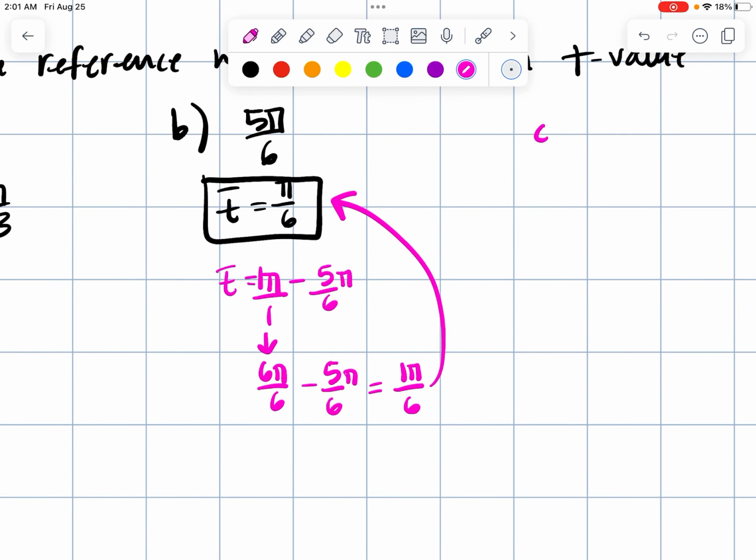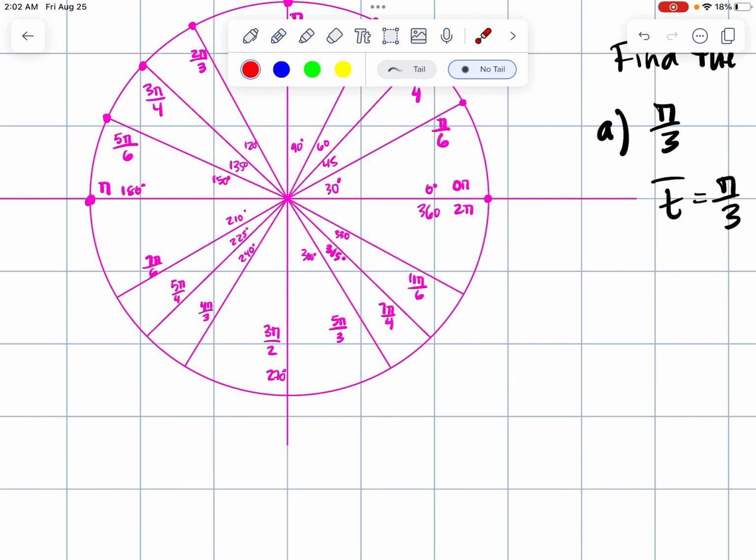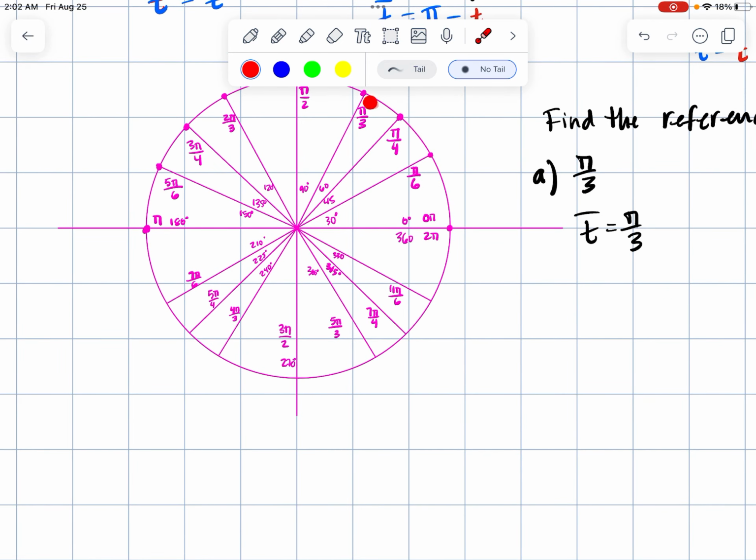Let's try another one. C. Let's say 7 pi over 4. Let's find 7 pi over 4. 7 pi over 4 is all the way down here, so that we're in quadrant 4. So that distance would wrap all the way around. This is our t value that wraps all the way around to 7 pi over 4.